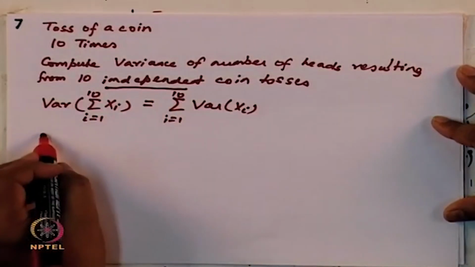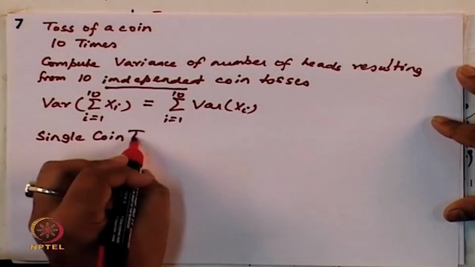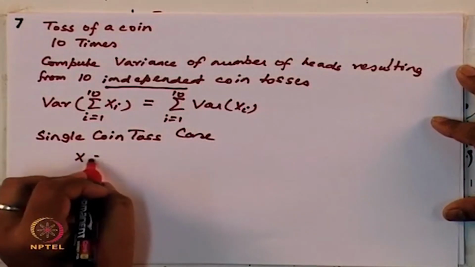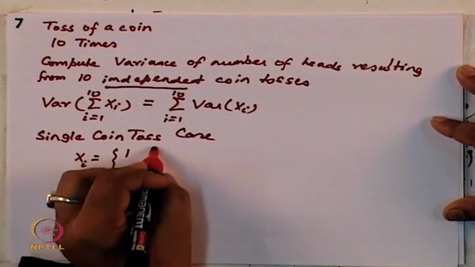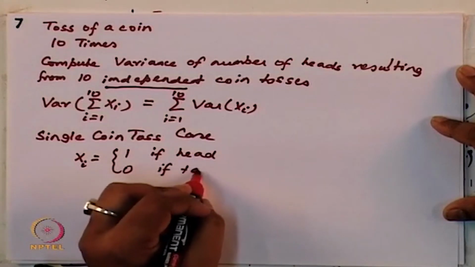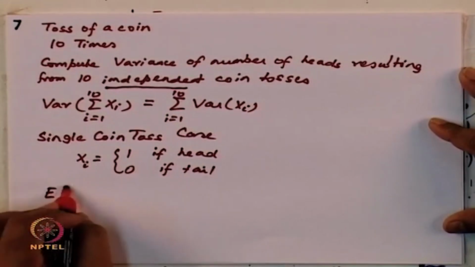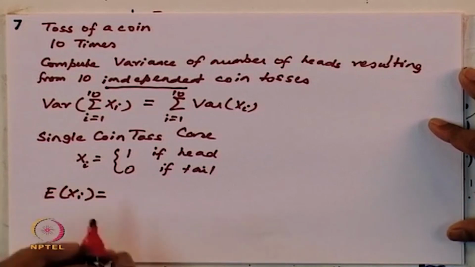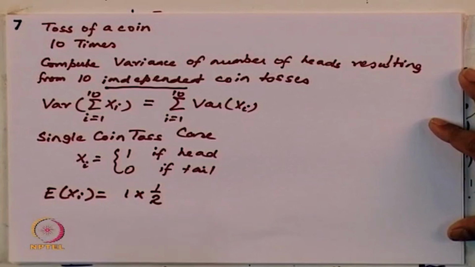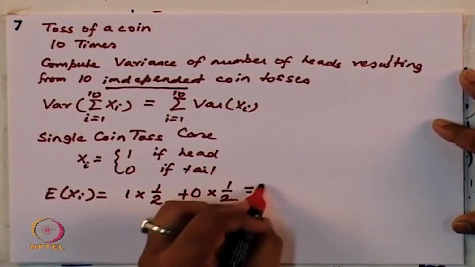Now, let us take a single coin toss. Okay. So, I can write xi is 1 if head, 0 if tail, right. So, in this case my E of xi becomes 1 into probability of 1, which is head, which is half, plus 0 into probability of tail, which is half. So, this is simply half.